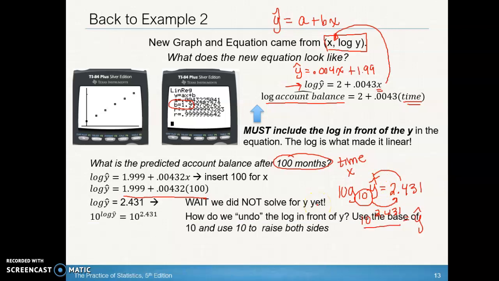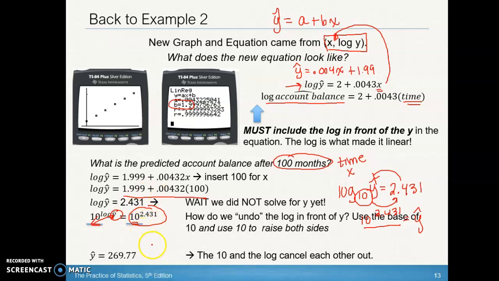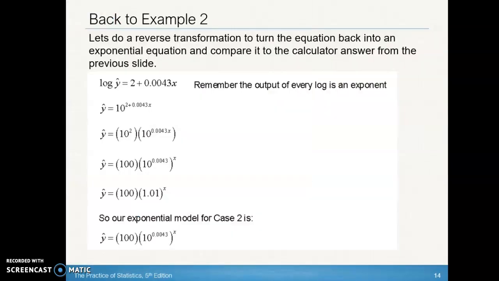Okay, now the other way that you could do this, I think it's a little bit harder, but you could raise both sides to the 10 because what happens here is your 10 is going to cancel out with your base because these have the same base. Remember, when they cancel each other out, you're just left with y hat right here. And then you can just plug into your calculator 10 to the 2.431. Okay, the 10 and the log cancel each other out. I personally like to use this method, but you do whatever works for you.